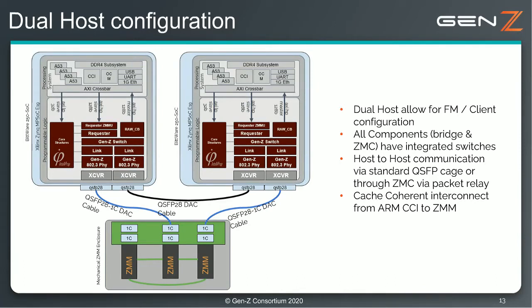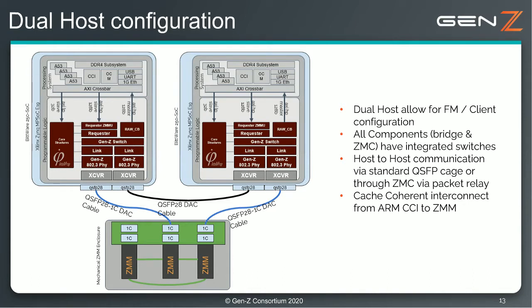On this slide, I'm showing a dual host configuration, which allows for a Fabric Manager to run on one host node and the other host node to be a managed client of the primary node. Additionally, depicted below is the fact that the backplane utilized within the micro development kit allows for ZMM to ZMM connections, enabling packet relay through the ZMM integrated switch, which allows for packet delivery from any interface on the backplane to any address range across all attached ZMMs.